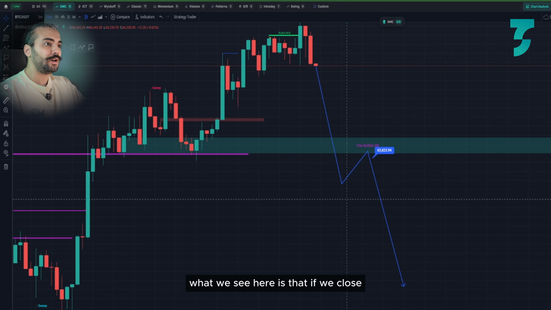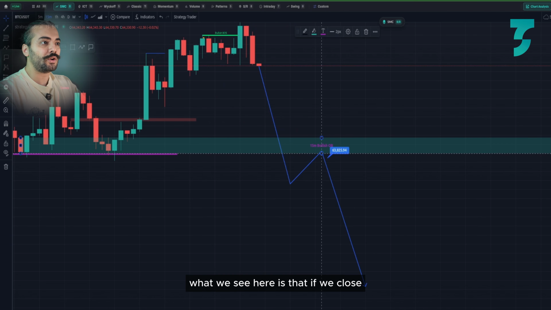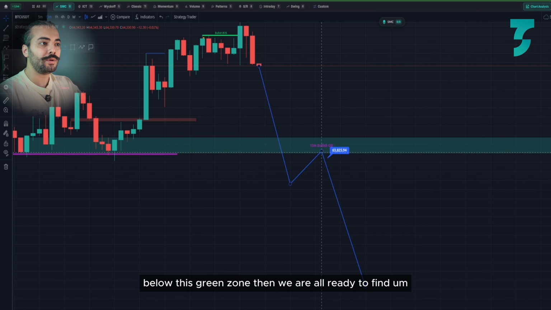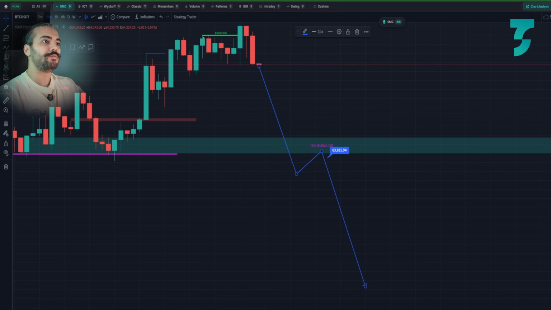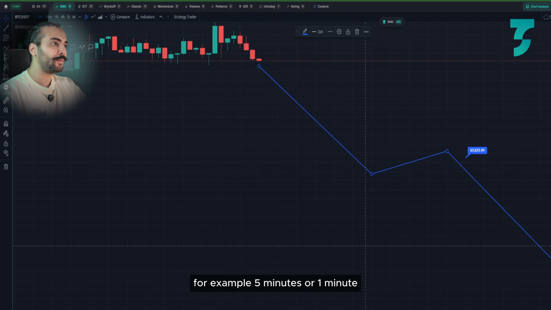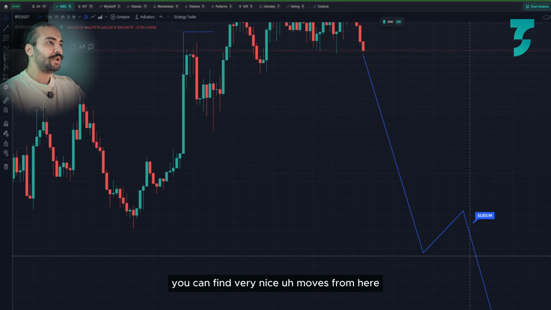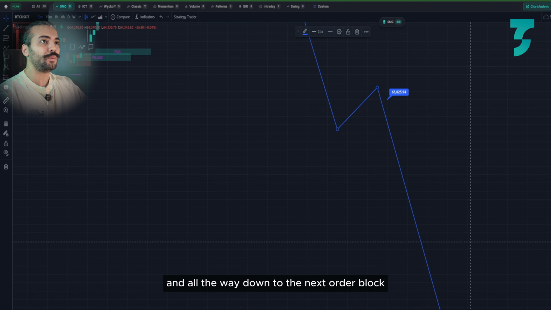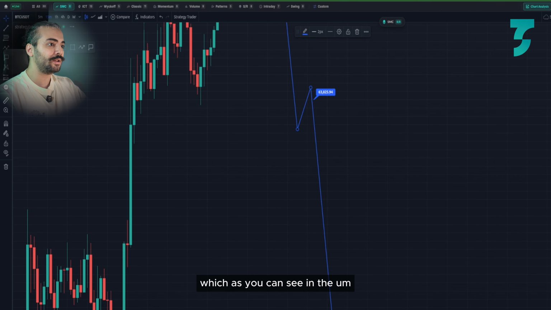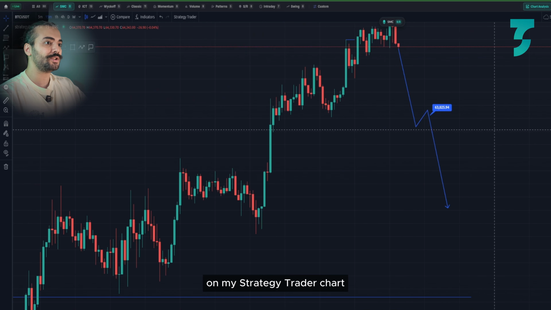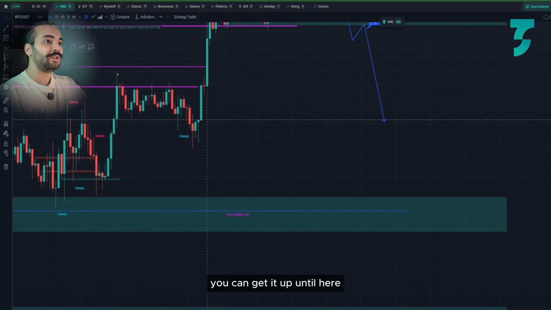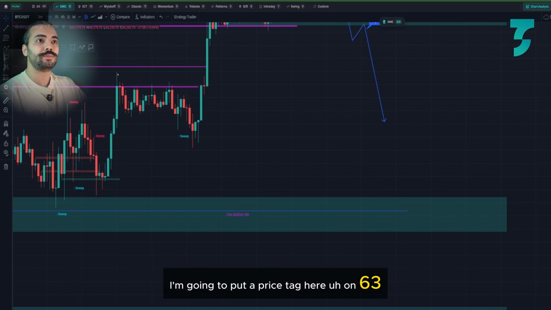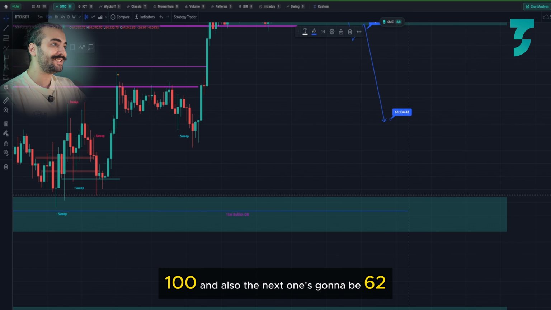So what we see here is that if we close below this order block zone, below this green zone, then we are ready to find, in the lower time frames, for example 5 minute or 1 minute, very nice moves from here. So you can open your shorts at about here and all the way down to the next order block, which as you can see on my Strategy Trader chart, you can get up until here. This can be a nice zone. I'm going to put a price tag here on 63,100. And the next one is going to be 62,500.